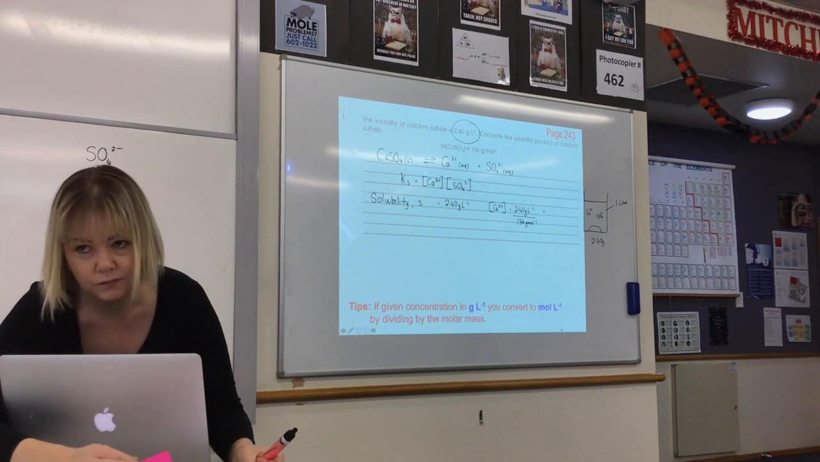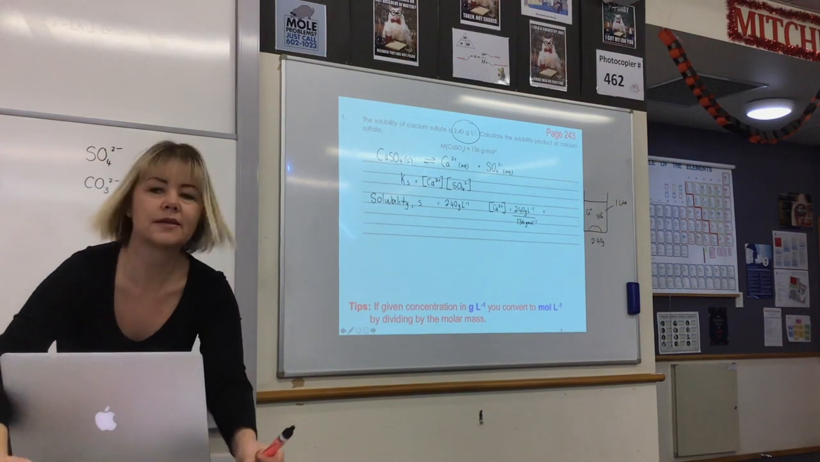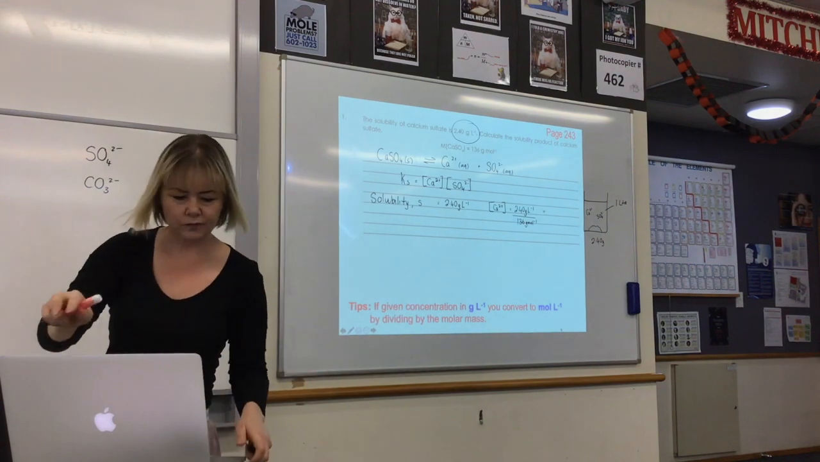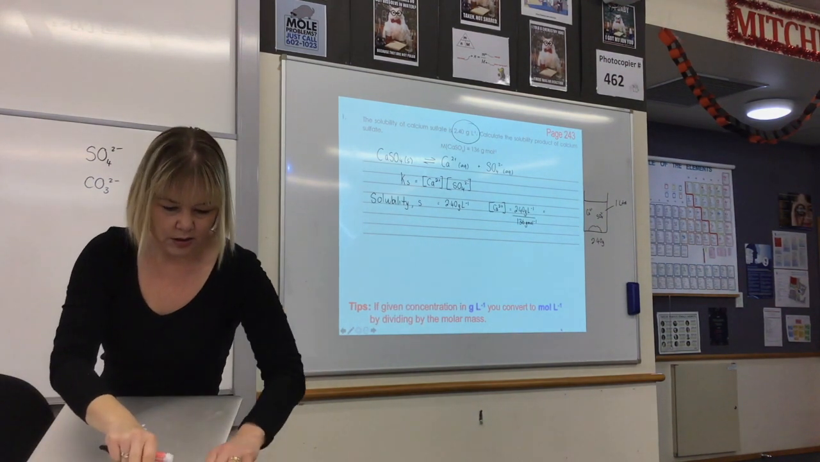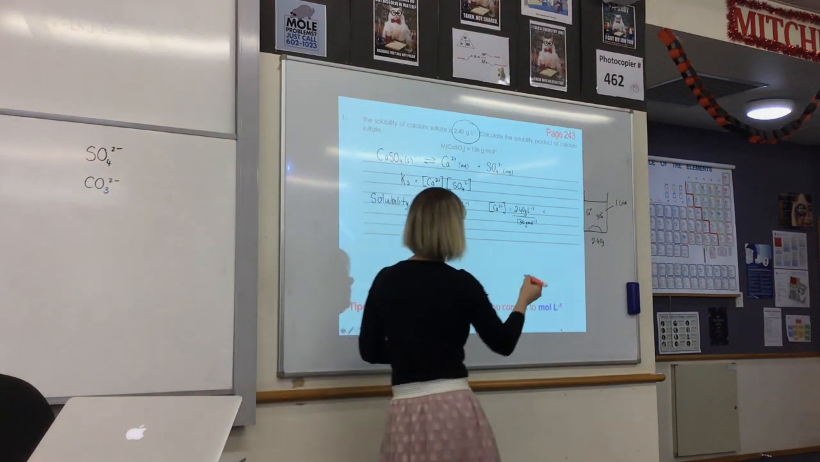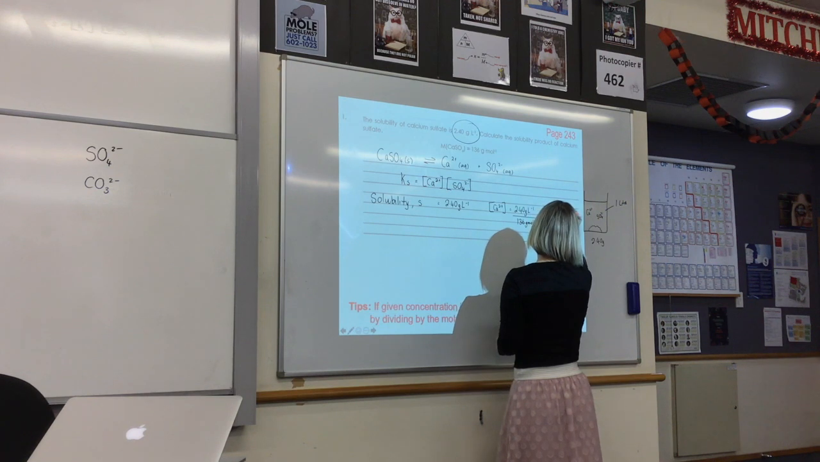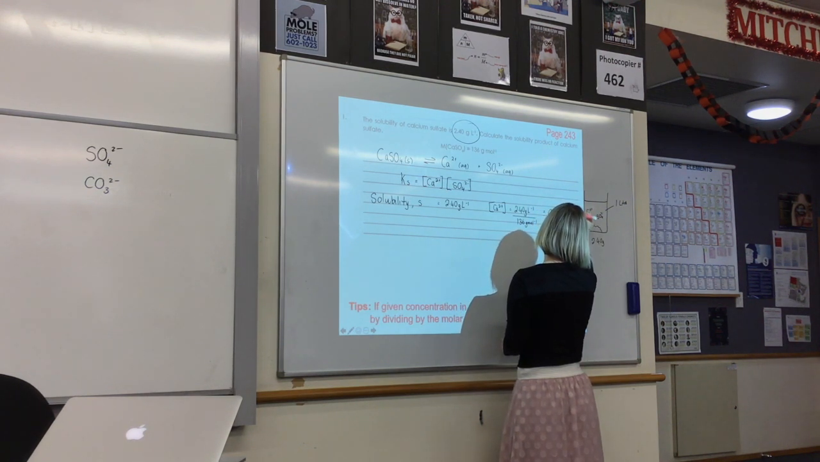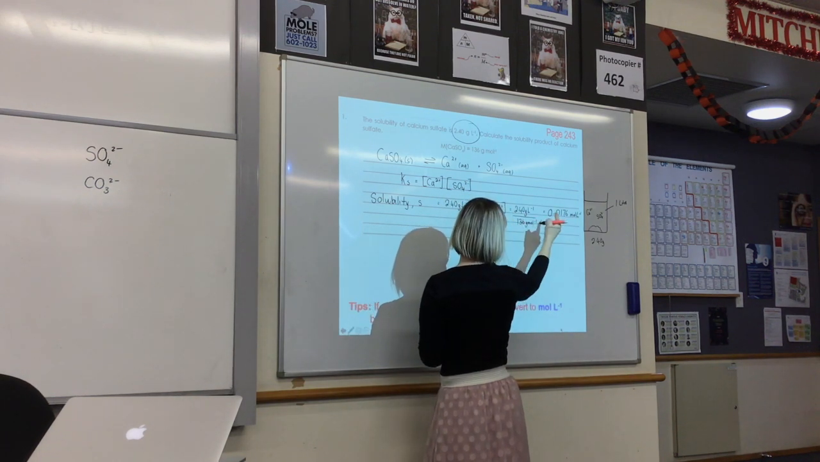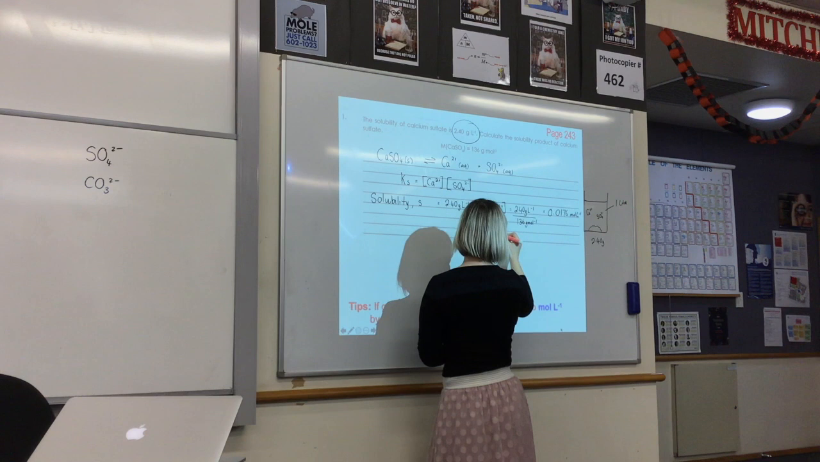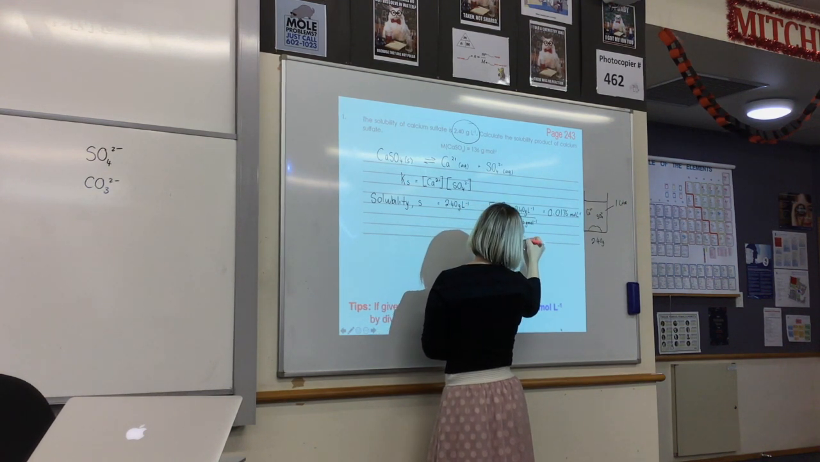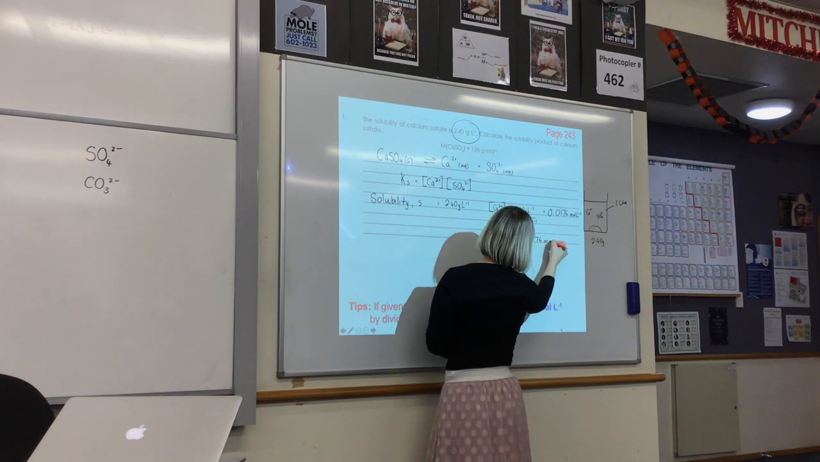How do you know that it's 136? Oh, it's right there. Yeah, they will provide you the molar mass. So that is 0.0176 moles per litre. So the concentration of the calciums is 0.0176 moles per litre. The concentration of the sulfate is 0.0176 moles per litre.